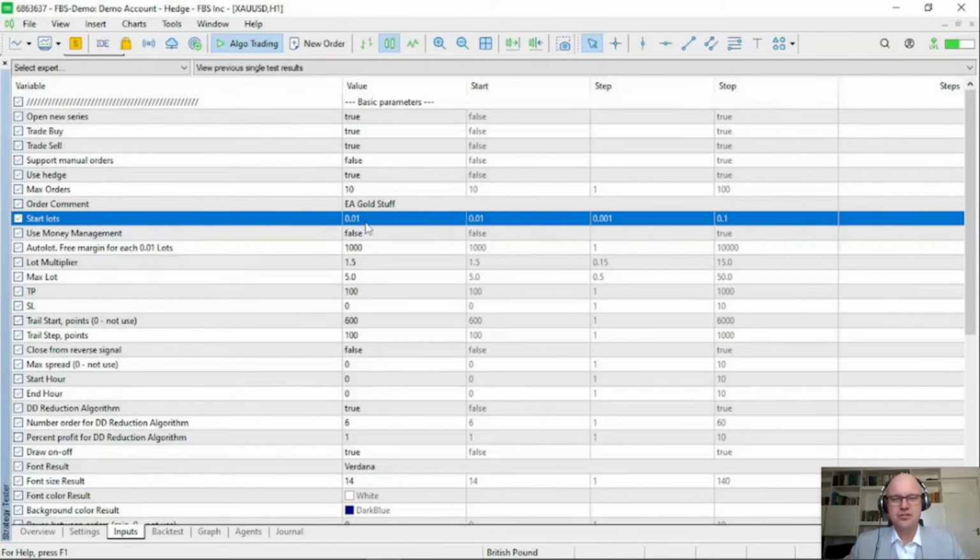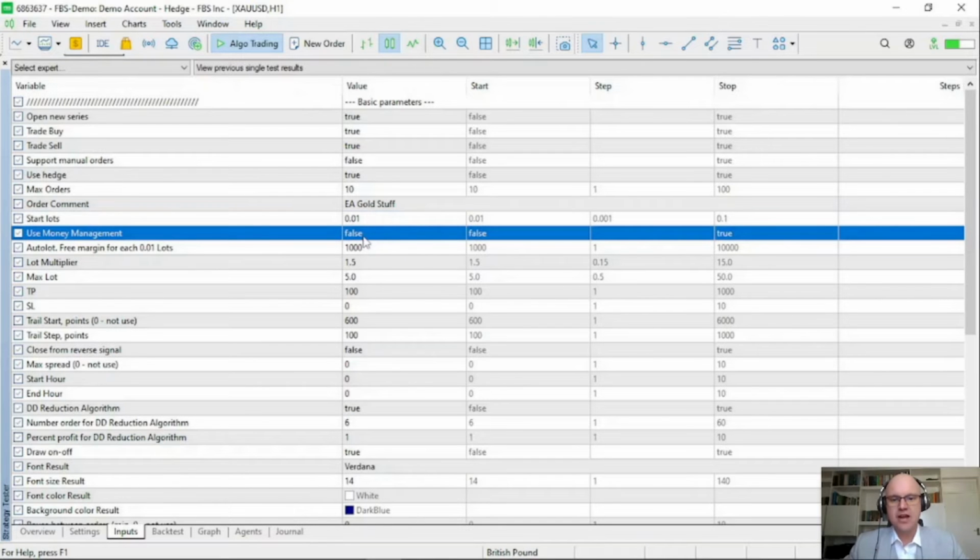For the default, I was using a 0.01 lot size with a money management set at false. Because of the O2 lot calculation of 1,000, it means for every $1,000 in the trading account, it will use a 0.01 lot size. So for an account balance with 10,000, like this trading example, it would have used a 0.1 lot. Under this, we have our lot multiplier function.